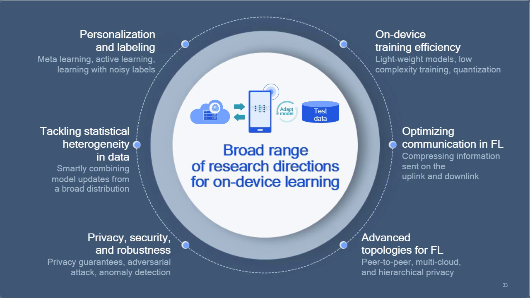We had some notions of privacy and security in some of the topics we discussed earlier, and as you looked at the operational flow that we had earlier, it is important to understand what the privacy guarantees can be and how to defend against adversarial attacks or detect anomalies whenever we're doing on-device training locally or in a federated manner.